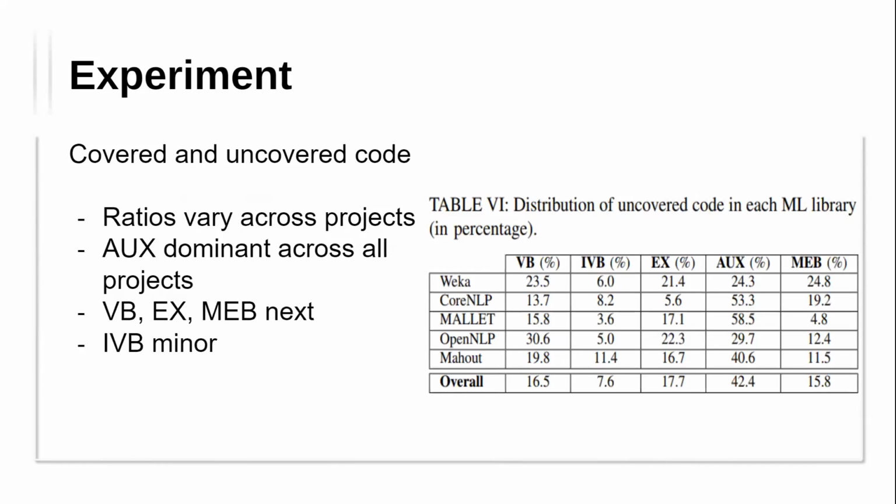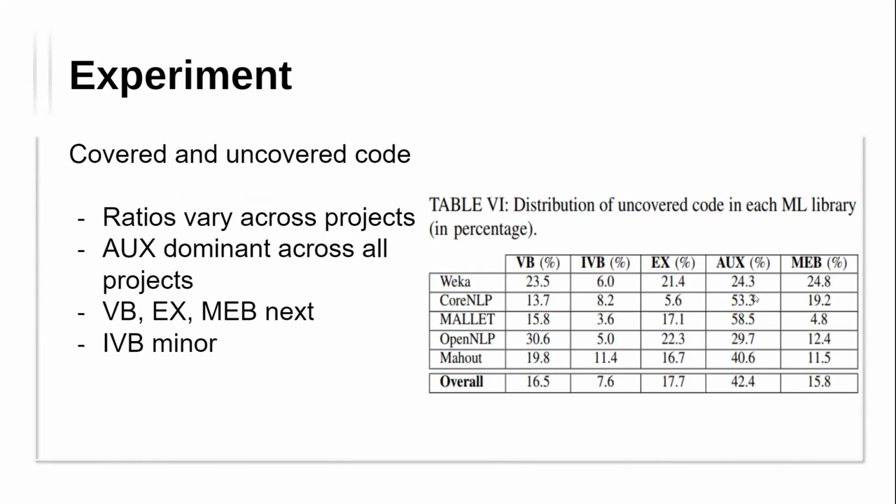So the authors now split the uncovered code into these 5 categories, and we can see how the uncovered code is split across them. In particular, auxiliary code is the one that's most commonly not tested, which is quite understandable. If you're writing some core logic, you wouldn't think much about testing the side helper method, which is seen as less important.